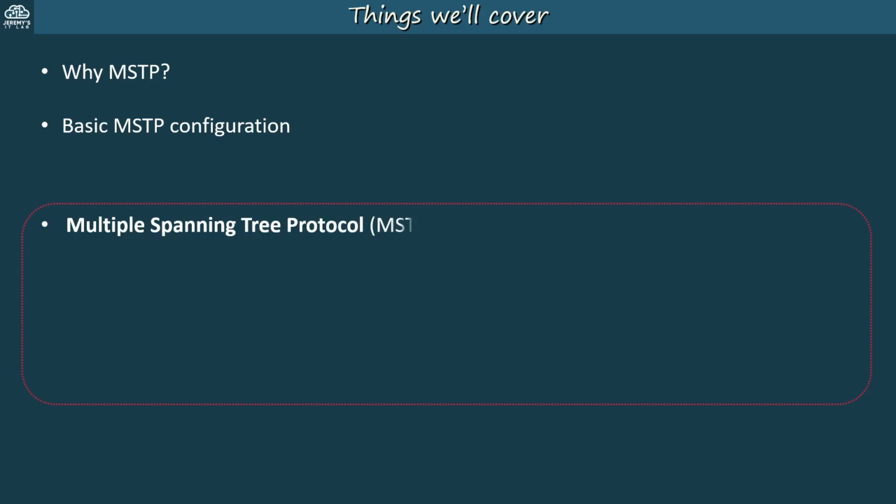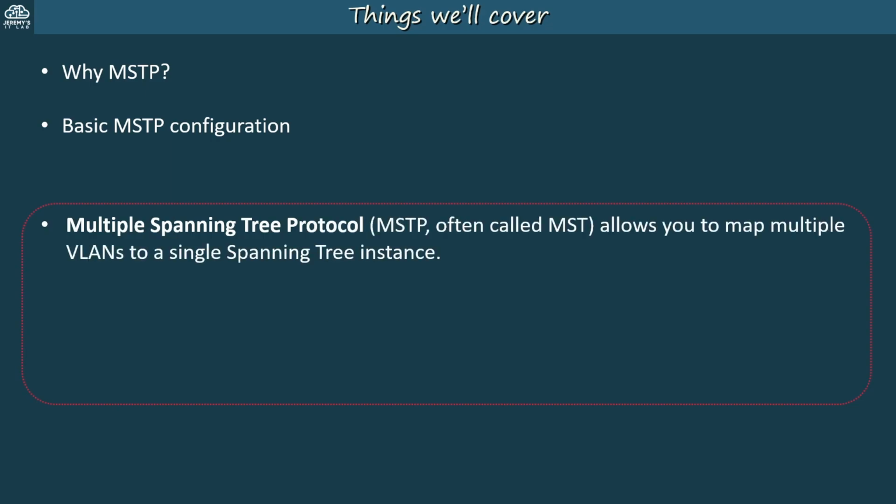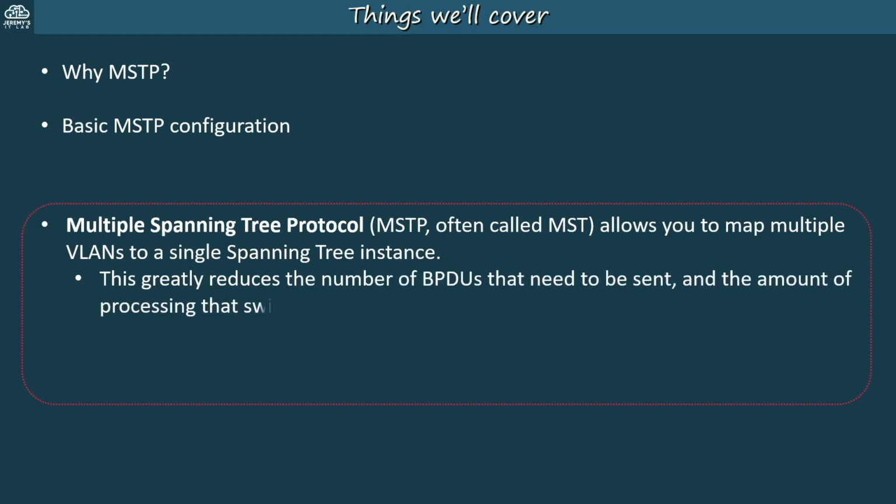Multiple Spanning Tree Protocol, MSTP, or often just called MST, allows you to map multiple VLANs to a single spanning tree instance. And why would you want to do that? It greatly reduces the number of BPDUs that need to be sent, and the amount of processing that switches need to do in a LAN with many VLANs. This is in contrast to rapid-pvst+, which runs a unique spanning tree instance for every single VLAN.